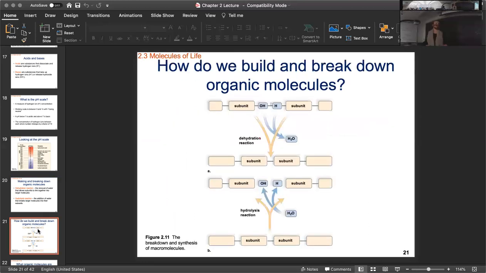Just a little brief demonstration of that. The dehydration reaction is essentially, you can see they're removing this water molecule in the middle to make what they want to make. And then this one, we're adding water here to make what we want to make. These are the opposite of each other. This is figure 2.11 in your book, the breakdown and synthesis of macromolecules. Okay, there's that word again.